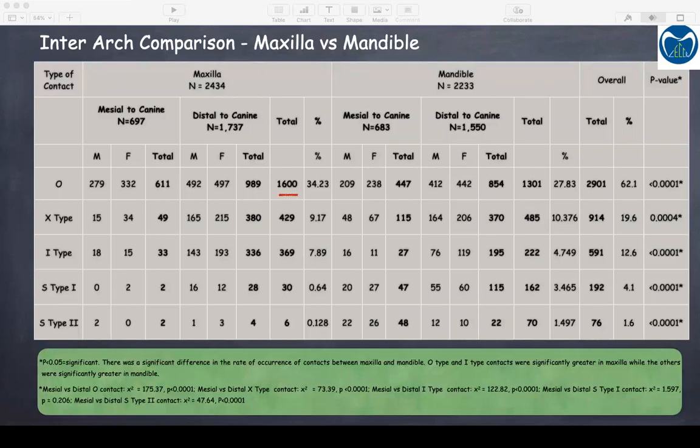Interarch comparison revealed significant results where there was a significant difference in the rate of occurrence of contact between the maxilla and mandible. O-type and I-type contacts were significantly greater in maxilla, while the others were significantly greater in the mandible.